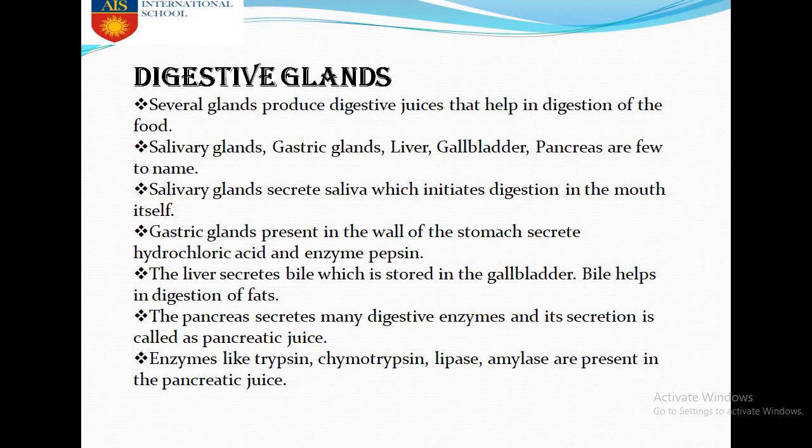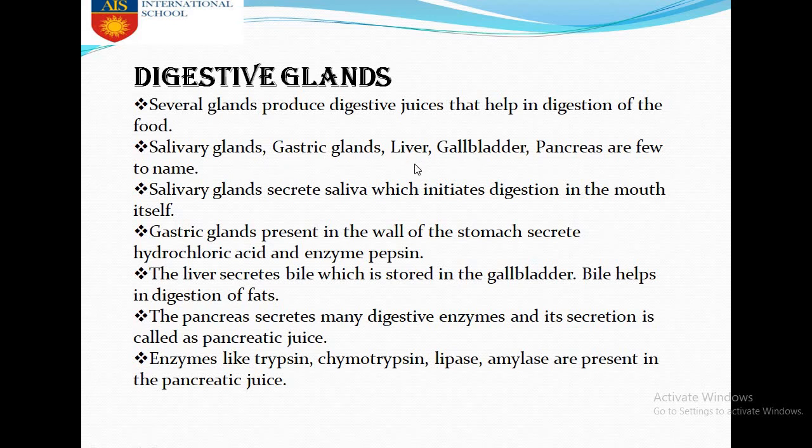So we read about the alimentary canal. I told you that the alimentary canal and digestive glands together make up the digestive system. There are several glands which produce digestive juices that help in the digestion of food: salivary gland, gastric gland, liver, gallbladder and pancreas, to name a few. So what are the digestive glands? Salivary gland, gastric gland, liver, gallbladder and pancreas.